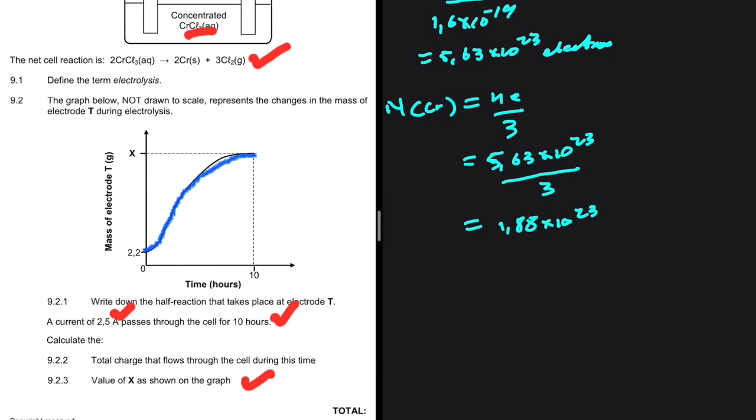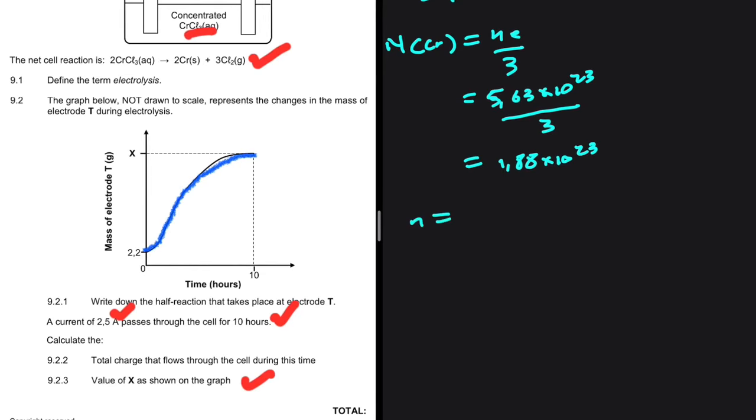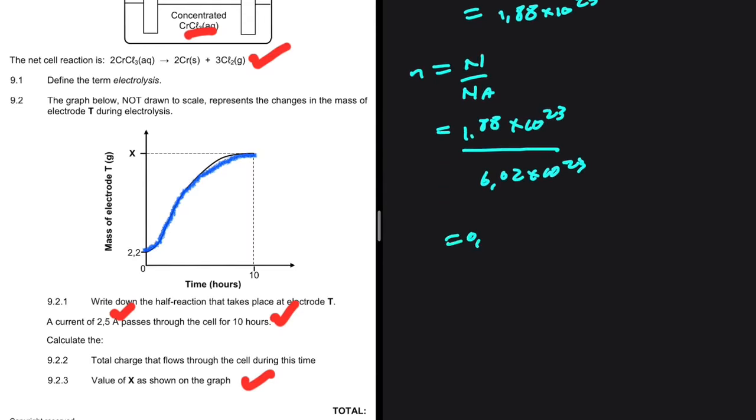Now we can use the number of atoms of chromium to find the number of moles of chromium. The number of moles equals the number of atoms divided by Avogadro's number. This will give us 1.88 times 10 to the power 23, everything divided by 6.02 times 10 to the power 23. This equals 0.31 moles. So we have the number of moles. We can go ahead and find the mass. The mass will be given by the number of moles multiplied by the molar mass.